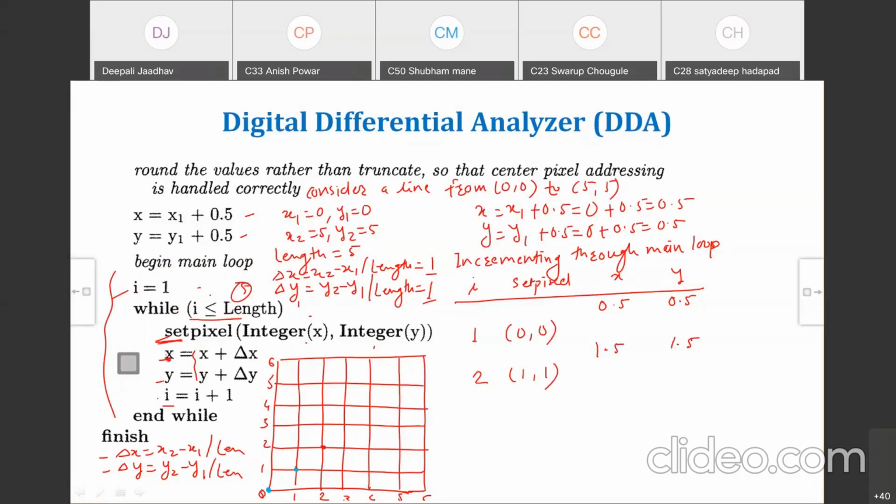x and y, delta x and delta y both are 1. So it becomes 2.5. I is equal to I plus 1. Increase the value of I, it becomes 3. Then while I is less than or equal to length, set pixel integer x, integer y, that is 2, 2. So 2, 2 is generated here.